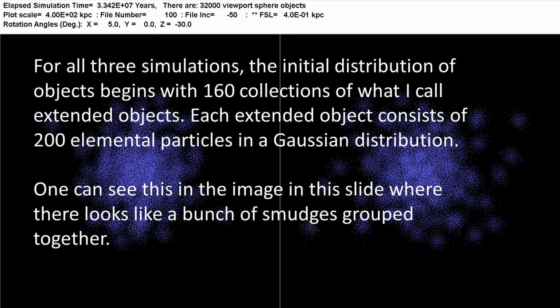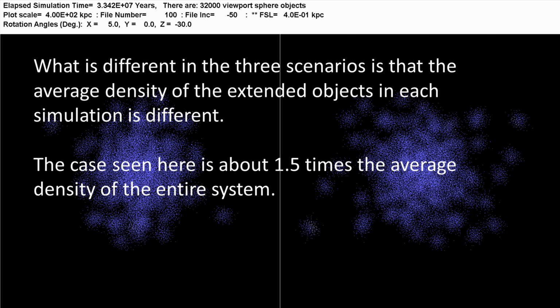Each extended object contains 200 particles in them arranged in a Gaussian distribution. As we shall see, each of the simulations begins as a group of smudges like what you see here. What is different between these 3 scenarios is that the average density of the extended object in each simulation is different. In this case, it's about 1.5 times the average density of the entire system.